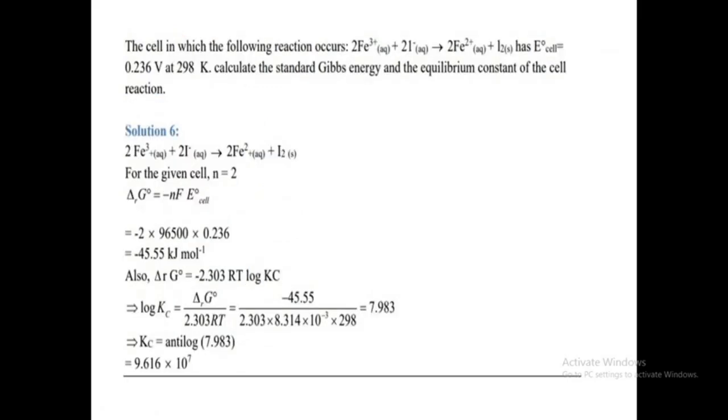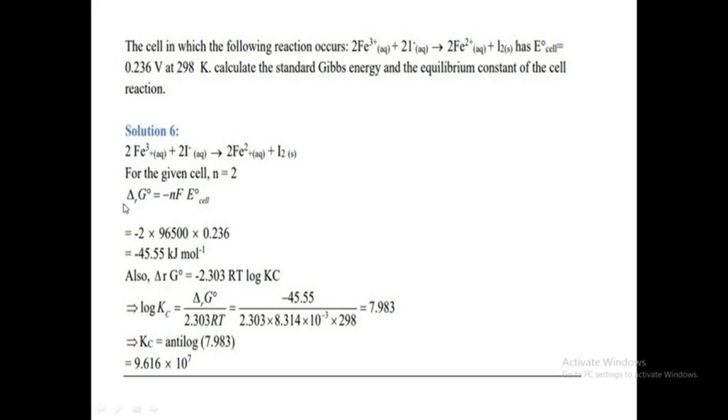After that, the next question is: the cell in which the following reaction occurs, the reaction is given as this one, has E naught cell equal to 0.236 volt at 298 Kelvin. Calculate the standard Gibbs energy and the equilibrium constant of this cell reaction. So we have to determine the standard Gibbs energy and the equilibrium constant. And for the reaction, E naught cell is given.